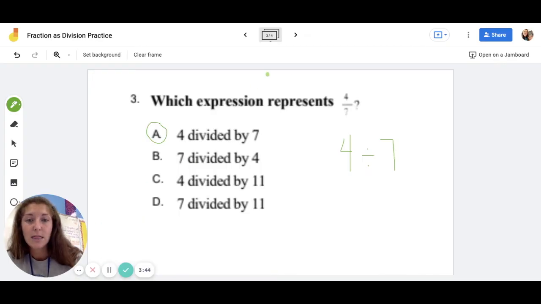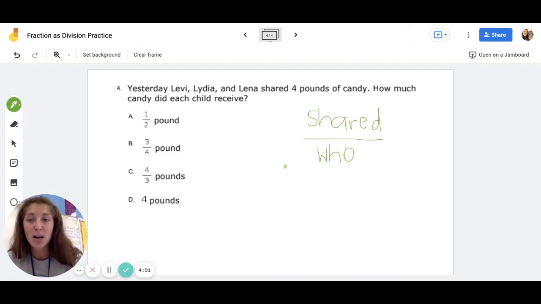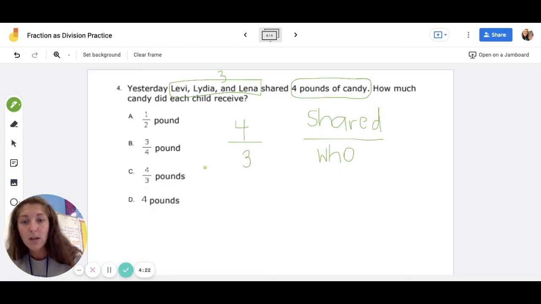Thank you, Robin. The last problem that we have says, yesterday, Lydia, Levi, and Lena shared 4 pounds of candy. How much candy did each child receive? Again, I've written my shared over who down here. What is it in the problem that's being shared? Well, they're sharing 4 pounds of candy. And who is the 4 pounds of candy going to? Well, it's going to Levi, Lydia, and Lena. How many people is that? Well, that's 3 people. So my shared amount is 4. My who is 3. So therefore, my correct answer here is 4/3.